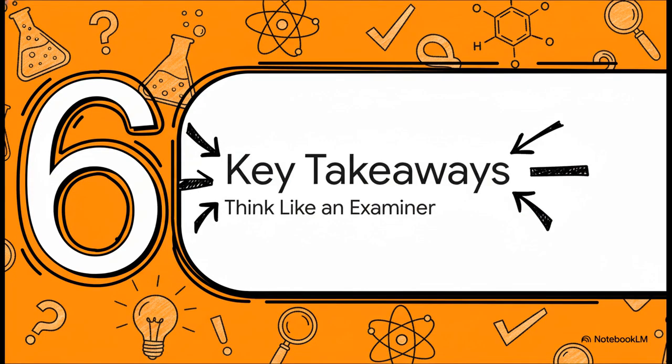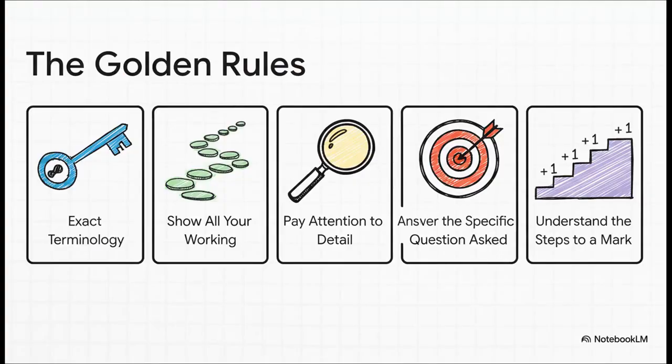So, after this really deep dive into just one question and its mark scheme, what are the crucial lessons? What can we take away from this that we can apply to the entire exam? These are really the golden rules. 1, use the exact scientific term, like loss of electrons, not something vague. 2, show every single step in your calculations. You get marks for your method. 3, pay attention to those tiny details, like the little charge on an electron. 4, answer the precise question they asked, not the one you wish they'd asked. And finally, 5, understand that in these big multi-mark questions, each step you show earns its own credit.